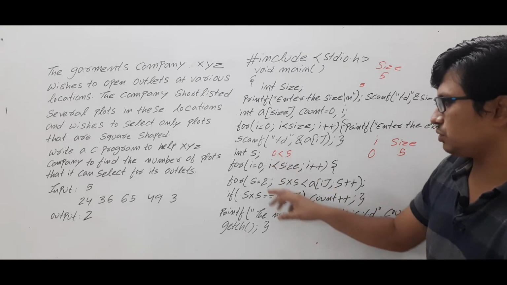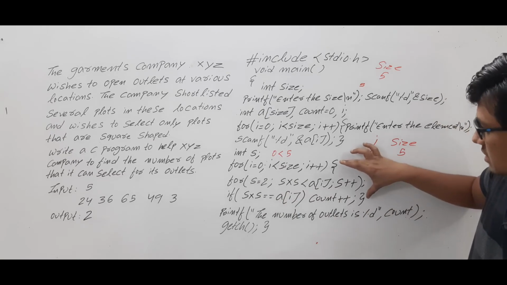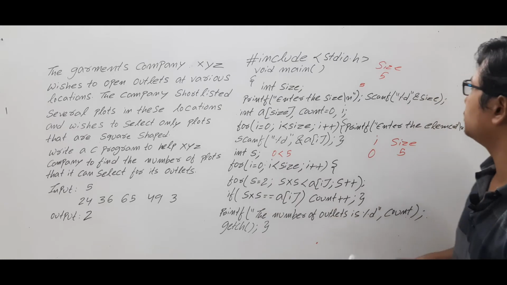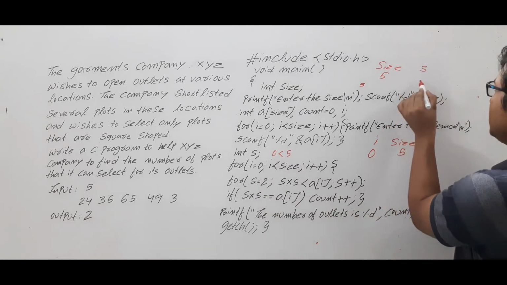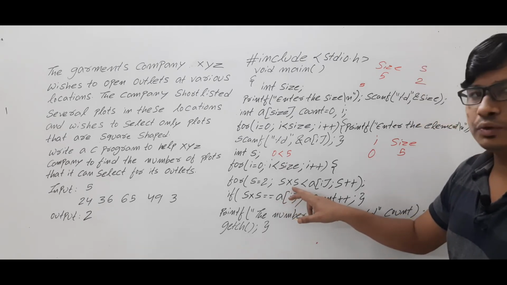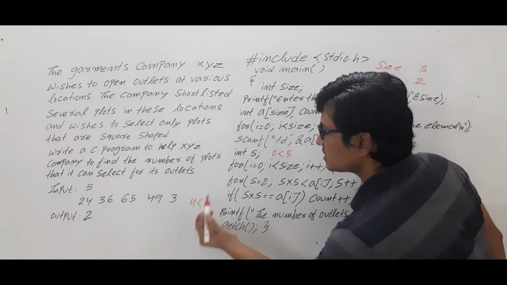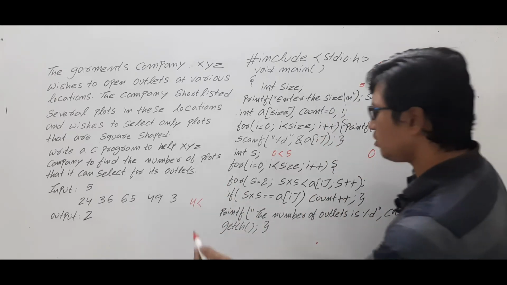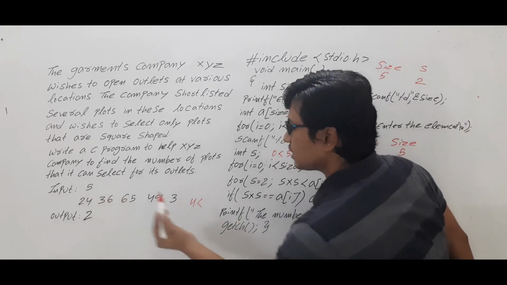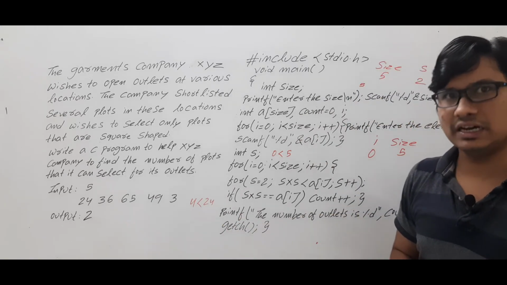If this condition is true, it will execute the statements which are there inside this for loop. What are the statements? These are the statements. Now look at here, s is equal to 2. We have declared another variable called s and we have initialized it to 2. S into s means what? 2 into 2, 4 is less than a of I. A of I, I value is 0, so it is nothing but a of 0. What is a of 0? It consists of 24. Is 4 less than 24? Yes, the condition is true.